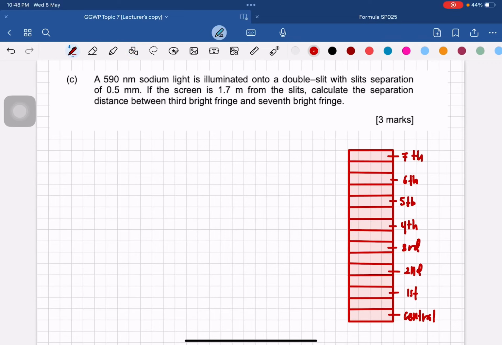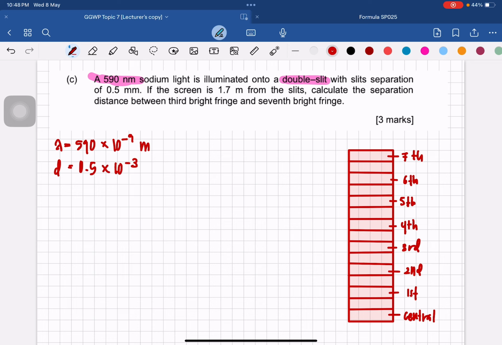Right, in question C, we have a 590 nanometer, so that is the wavelength. Sodium light illuminated onto a double slit. So this is a double slit experiment with slit separation 0.5 millimeter.